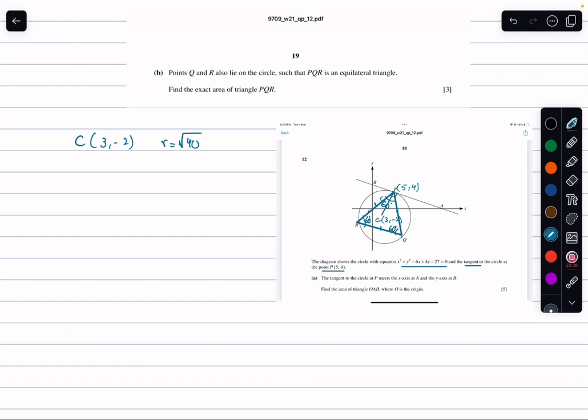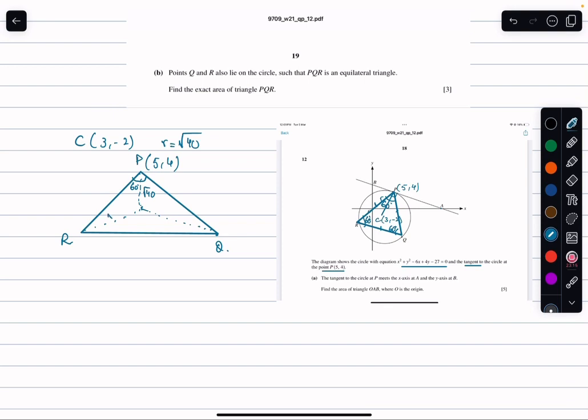Now, how to get the area of this PQR? Simply, if I redraw the diagram here, it's the center and we have the radius here, which is under root 40. And this is point P. Let's say it's a 5 and a 4. We have point R here and we have point Q here. So we have the radius as under root 40. We know that the angles need to be 60 degrees each.